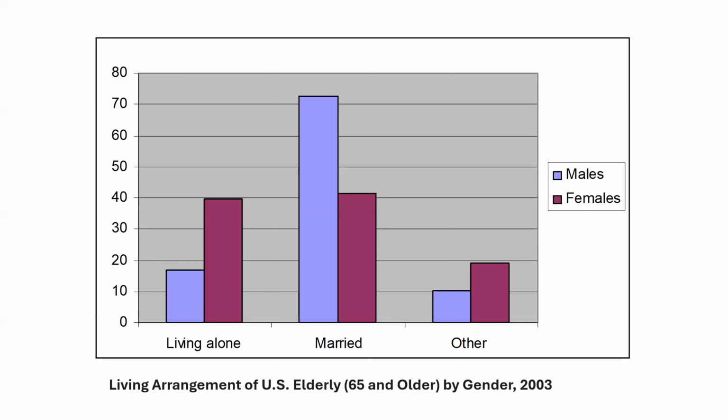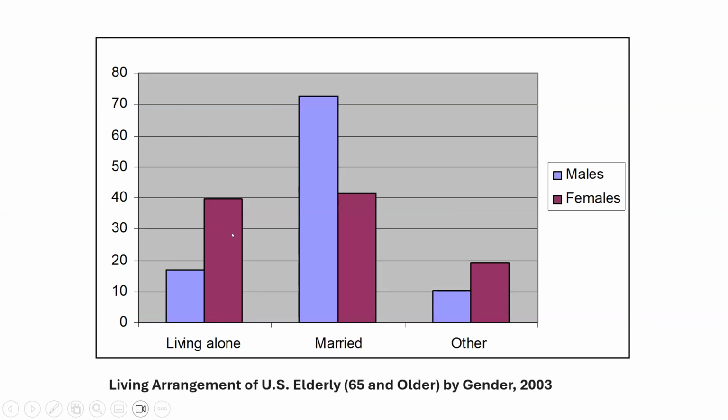So here the category in that particular segment, we have two options, male and female. If you see the living arrangement of US elderly 65 and older by gender, we have three segments here: living alone, married, and other. Here we are showing what segment of male and female is living alone. Just by looking at this graph, I can directly say that most of the females, compared to men, live alone.